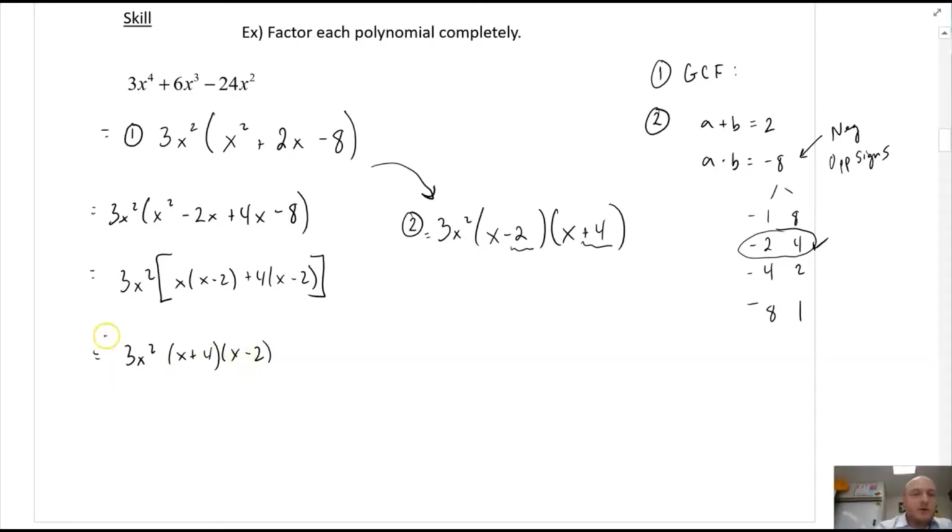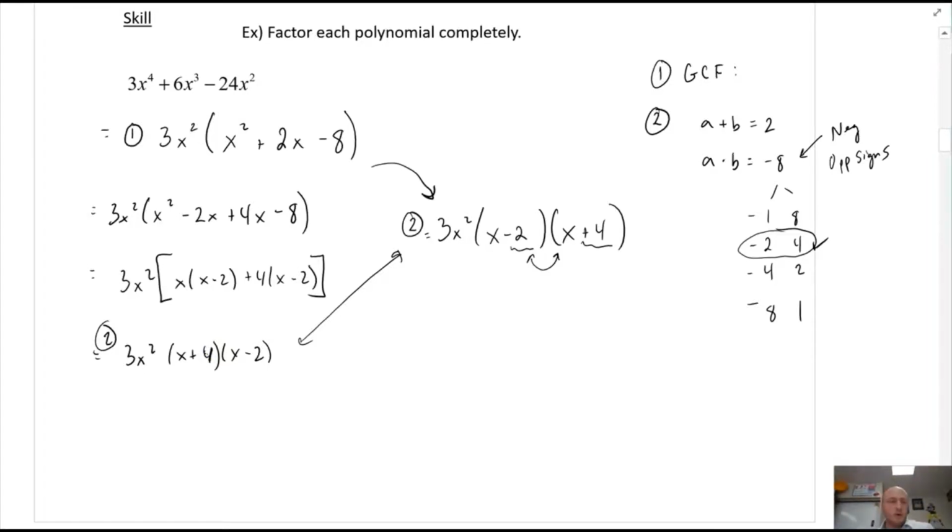And I want you to go ahead and compare these two. So what do you notice? They're exactly the same, right? 3x squared times x plus 4 times x minus 2. I know these two are just flip-flopped, and that's fine. They can be that way because multiplication is commutative, but it's the same answer. So there is a shortcut, and I recommend doing the shortcut and using that.